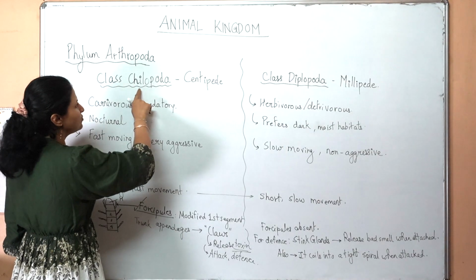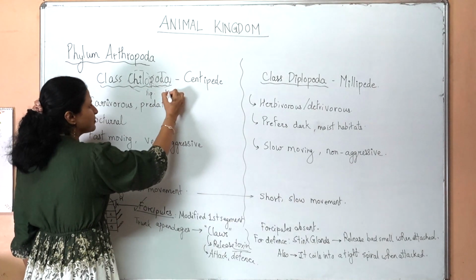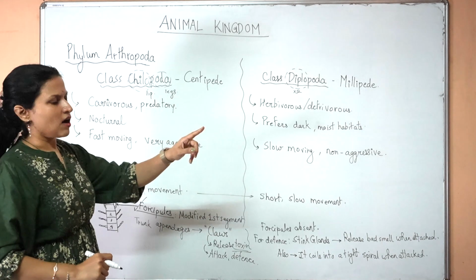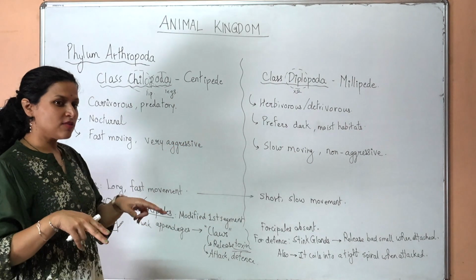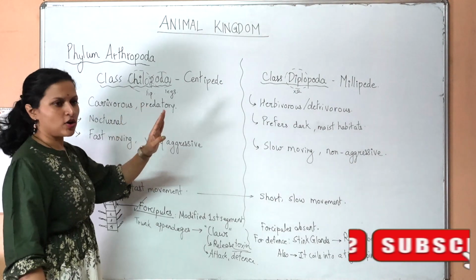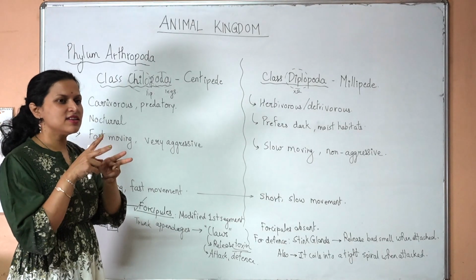I would like to tell you the meaning of Chilopoda and Diplopoda. Chilo means lip, poda means legs, diplo means two, poda means legs. So Diplopoda means two legs from each segment, diplosegment, excepting the first three. And Chilopoda, lip legs, because of the forcipules which are right near its mouth, which it uses for attack.